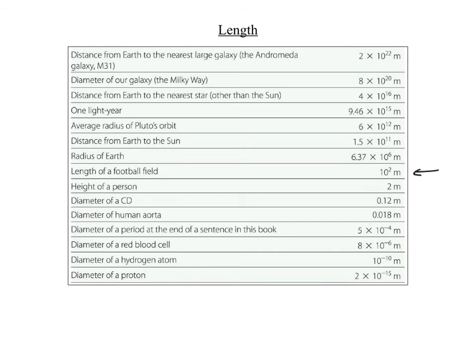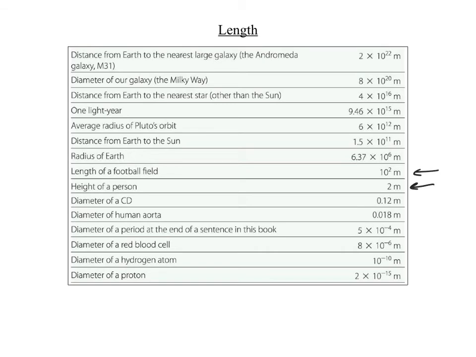Well, not should know, but if you know about sports, I shouldn't assume that. If you know about a football field, there's 100 yards in a football field, and a yard is close to a meter. So they're saying it's close to 100 meters. It's not exact, but it's on that order of magnitude, 10 to the second. And then 2 meters, about the height of a person.